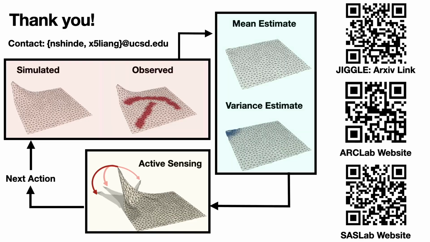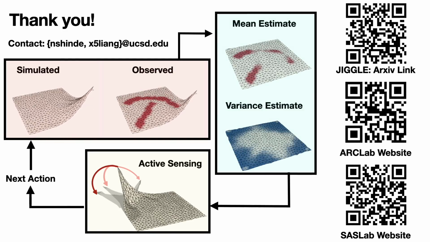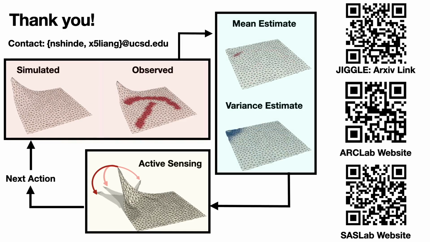As a summary, we presented JIGGLE. We leverage the differentiability of PBD simulators with an extended Kalman filter to probabilistically estimate boundary parameters for an entropy-minimizing active sensing strategy.